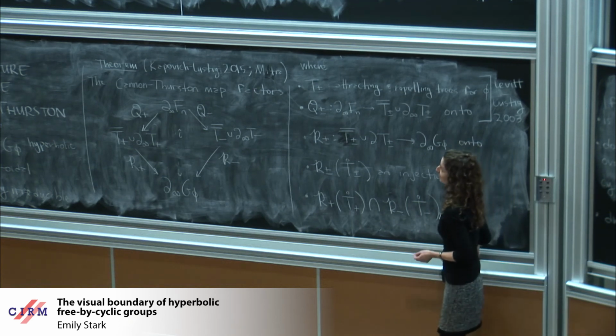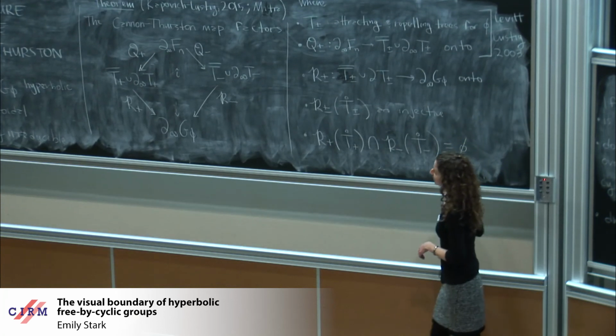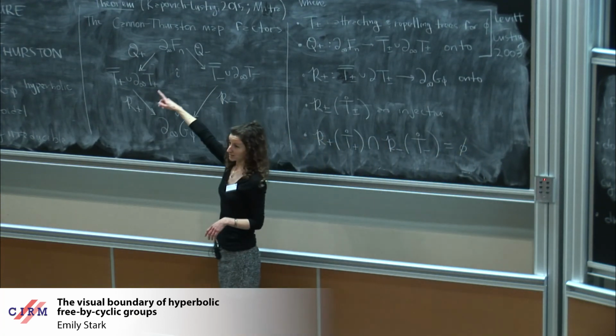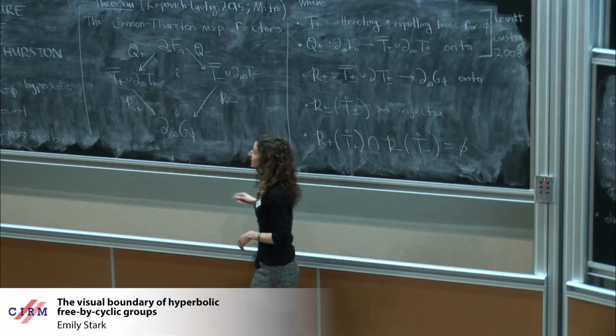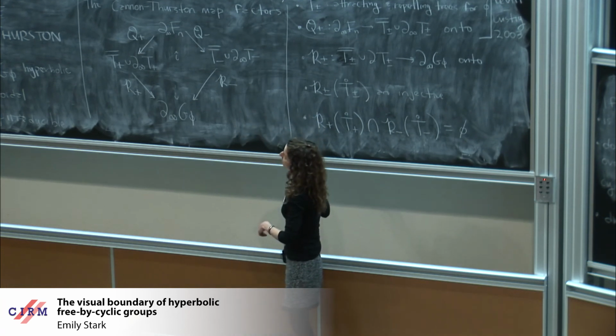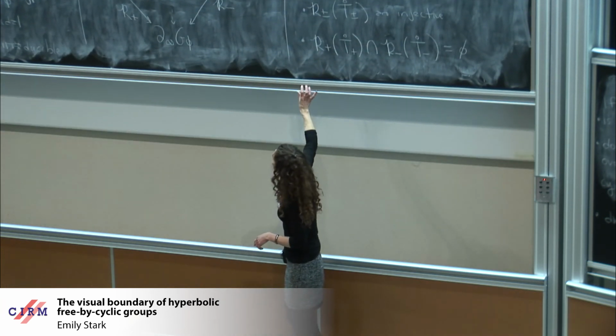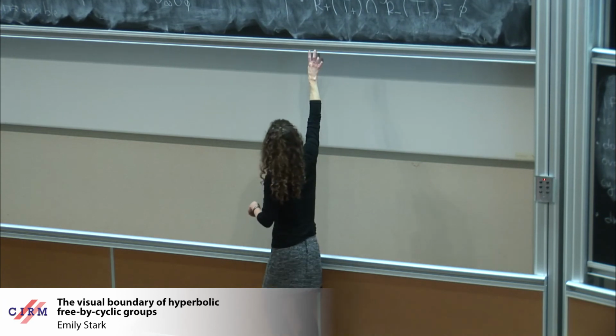So before I explain that, let me give an example of the Q maps in the simpler situation that the automorphism is induced by a pseudo-Anosov homeomorphism on a surface with boundary.